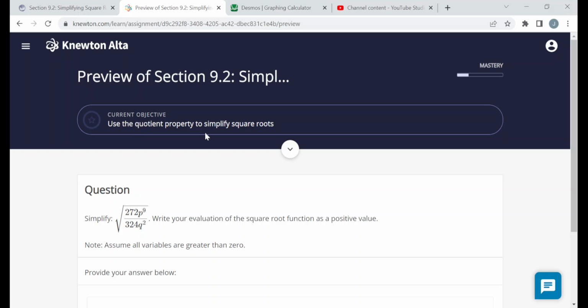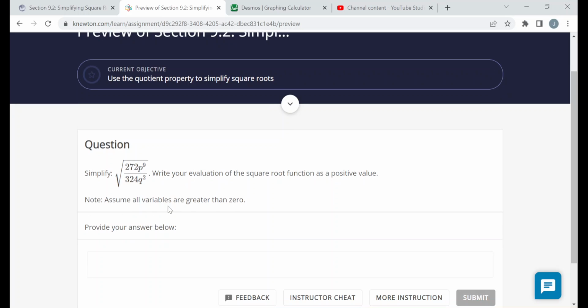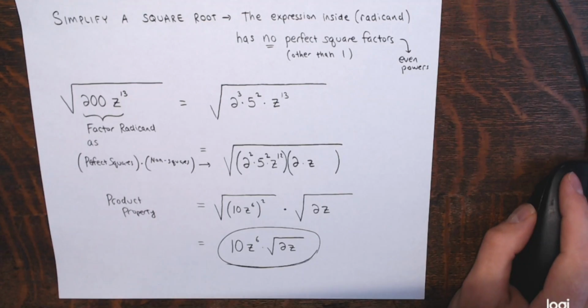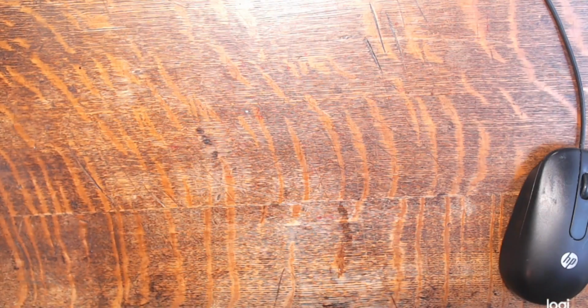All right, so quotient property to simplify square roots. And again, they're telling me to assume all variables are positive numbers, so I won't need absolute value symbols at the end. And again, I'll write this out, and I'll start factoring the numerator, factoring the denominator, and break it up into perfect squares times non-perfect squares. Like I said, I'm going to be doing that for pretty much most of these exercises.